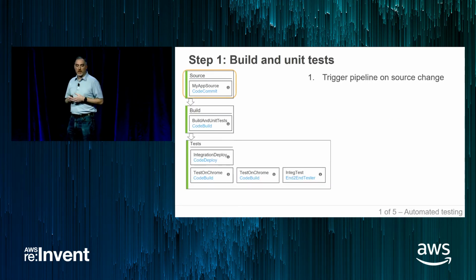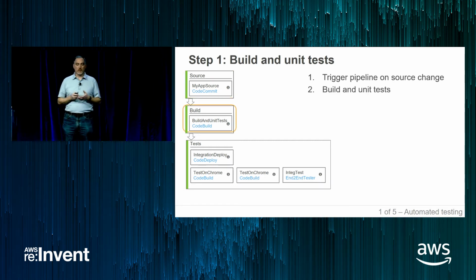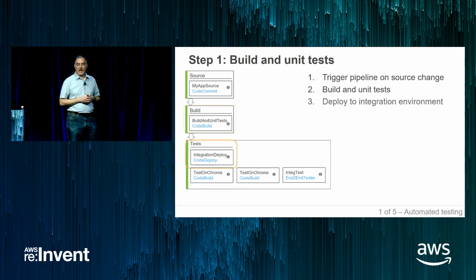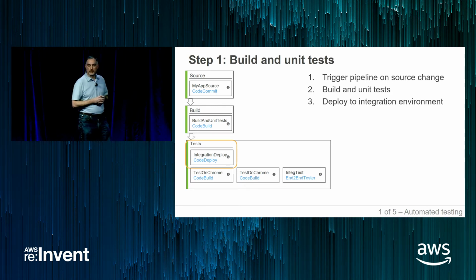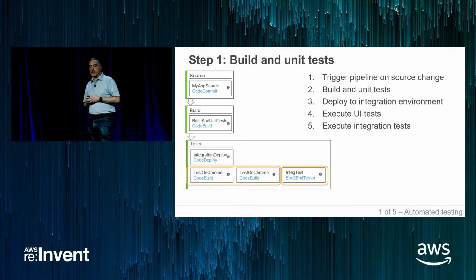Now, again, each commit of your source repository is going to trigger a source change. Then it'll be automatically built and unit tested, and the application will be deployed to your dedicated integration environment. At that point, additional integration and browser tests can be run in parallel against that integration environment.